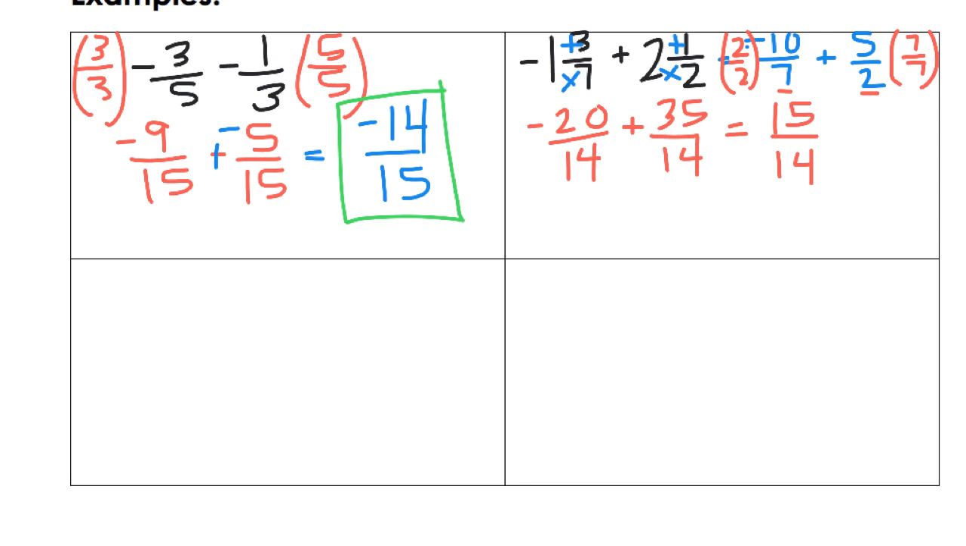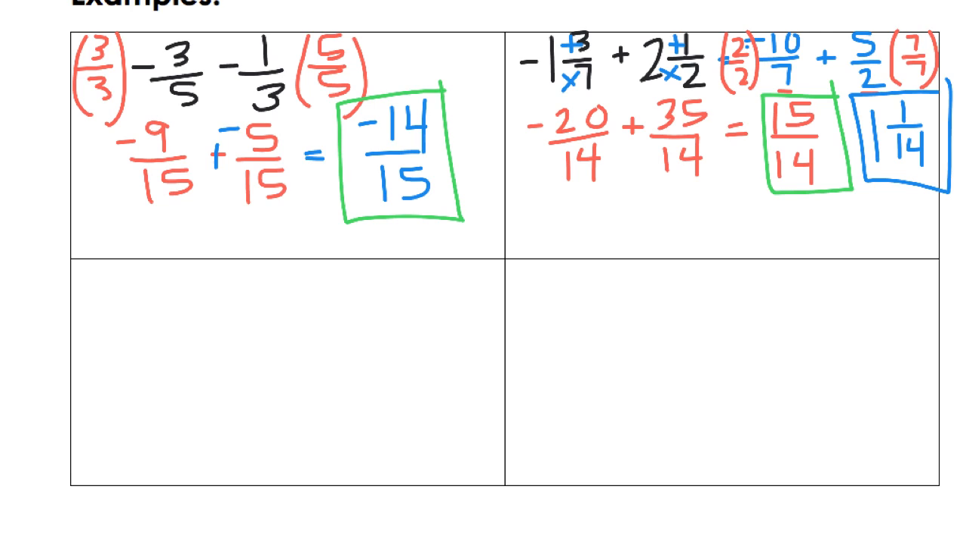Negative 20 plus 35 is 15/14. So you can leave it like that, or you can change it back into a mixed number, but as long as it's reduced, you're fine. So this would count as the correct final answer, 15/14, or we can also say 14 goes into 15 one time with 1/14 left over. So this would also count as your final answer. Either one would be fine.